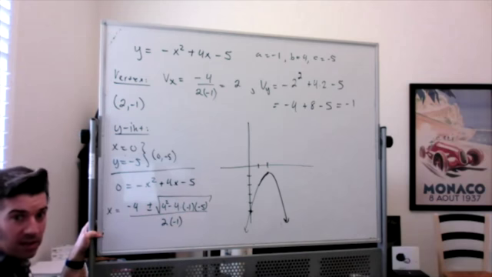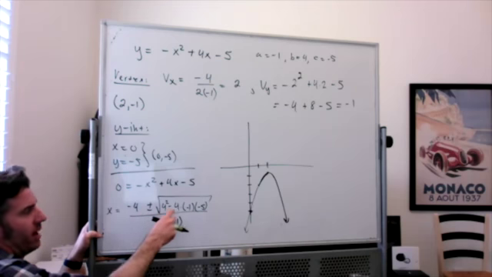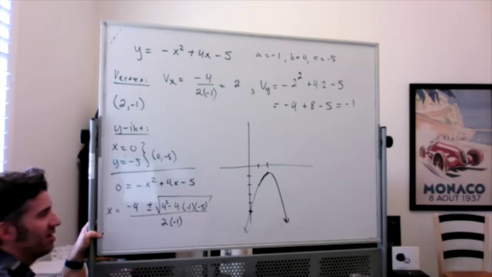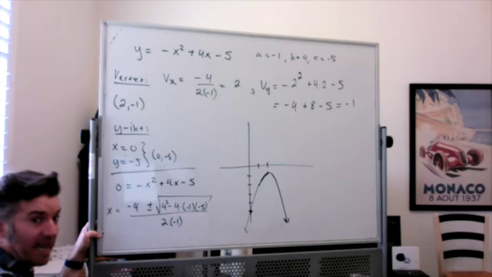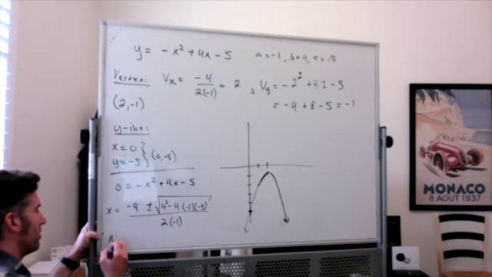And the problem here is that the inside of the square root is negative. Right? 4 squared minus 4 times negative 1 times negative 5 is 16 minus 20, which is negative 4. And the square root of negative 4 is imaginary, and we're not going to deal with that. So this one doesn't have any solution.